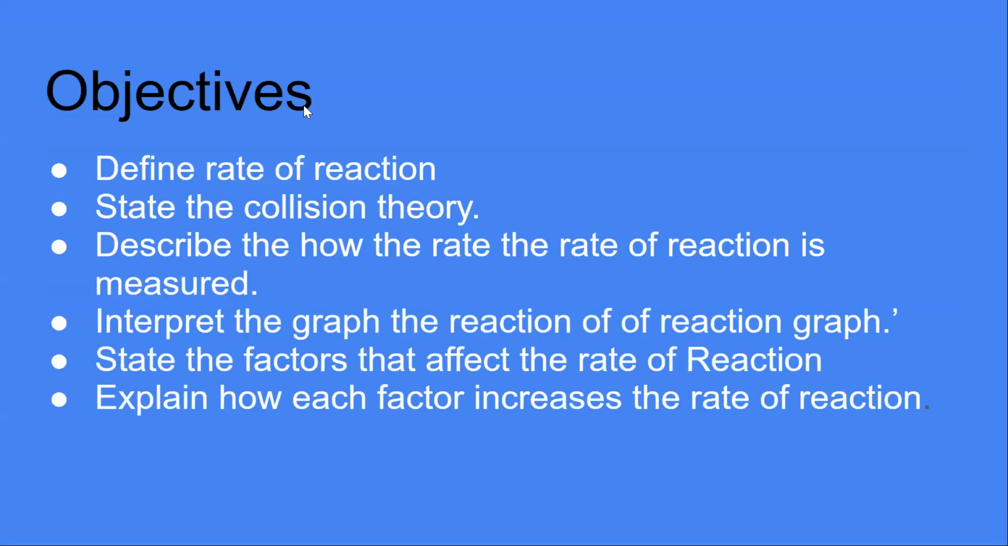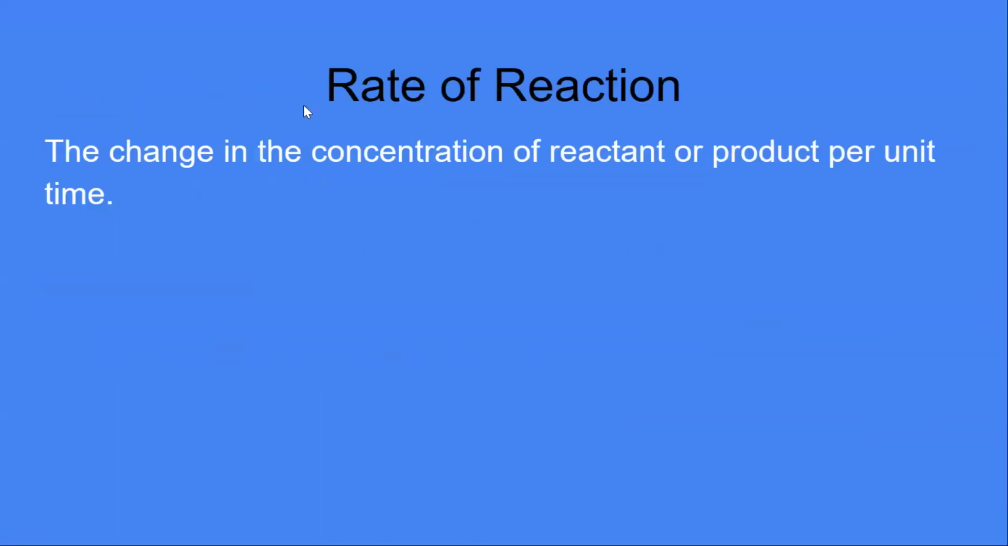All right, so today we want to define the term rates of reaction. We want to state the collision theory. We want to describe how the rate of reaction is measured. We want to interpret graphs of rate of reaction. And we want to state factors that affect the rate of reaction and explain how each factor increases the rate of reaction. So that's what we're going to do today.